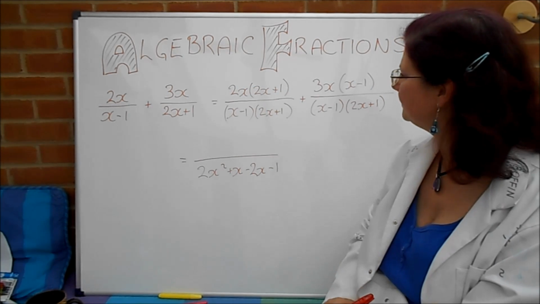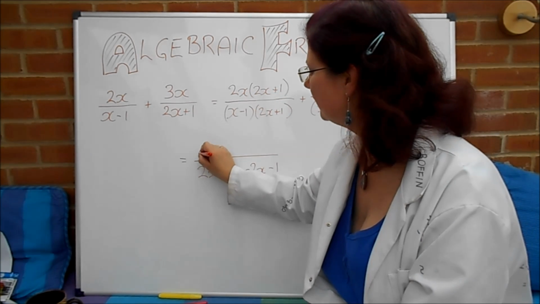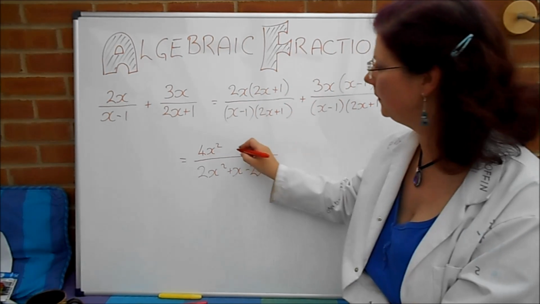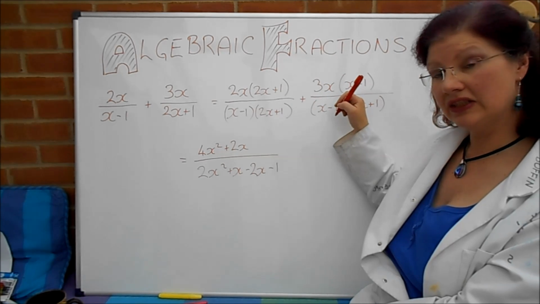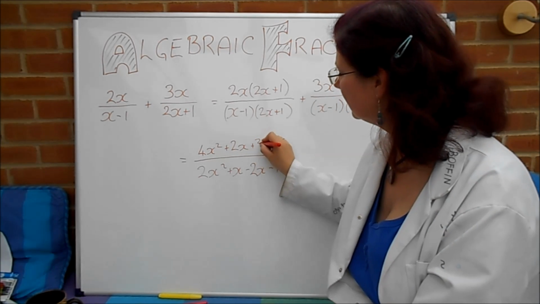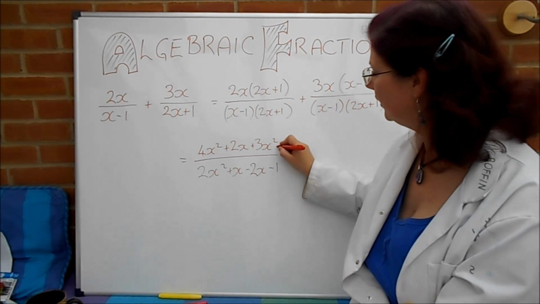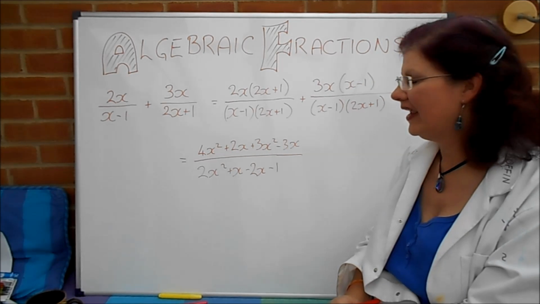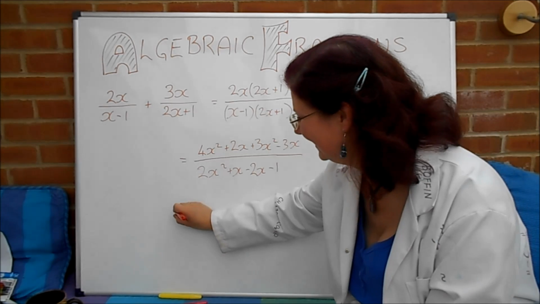On the tops, again, I'm going to multiply this here. So we've got a 2x times a 2x is a 4x squared. A 2x times a 1 plus 2x. A 3x times an x plus 3x squared. And a 3x times a minus 1 minus 3x. Ooh, didn't do my line quite long enough. Okay. It will get shorter. Really, really it will.